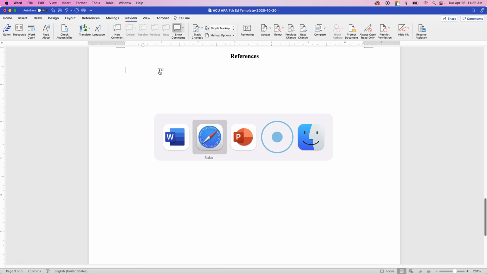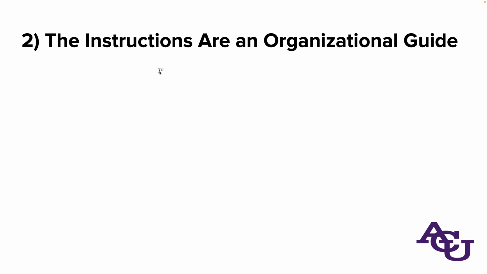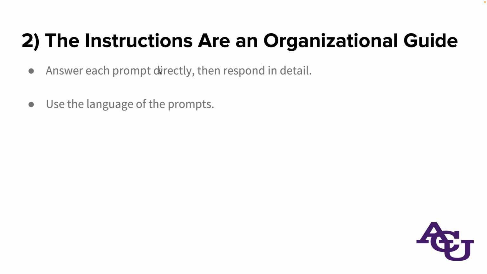And let's go back to look at our slides. Alright, use the instructions as an organizational guide, making sure that you answer each prompt directly and then respond in detail. Make sure you use the language and word choices of the prompts, and use those consistently when referring to the same thing. There are many types of writing where they encourage a variety because they're trying to explain complex concepts. In APA style, we want to be very precise. Just as in business, if you're ordering a particular part, something that's close to that usually doesn't cut it. You need exactly the thing that you're doing, or an authorized substitute.